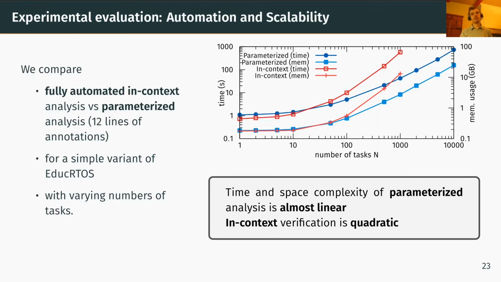Finally, we evaluated the automation and scalability of the technique by verifying a simple variant of EducRTOS with varying numbers of tasks, and we compared the fully automated in-context analysis versus the parameterized analysis, which required 12 lines of annotations. And we found that the time and space complexity of the parameterized analysis is almost linear, whereas the in-context verification is quadratic, which makes it impractical starting from about 1,000 tasks.